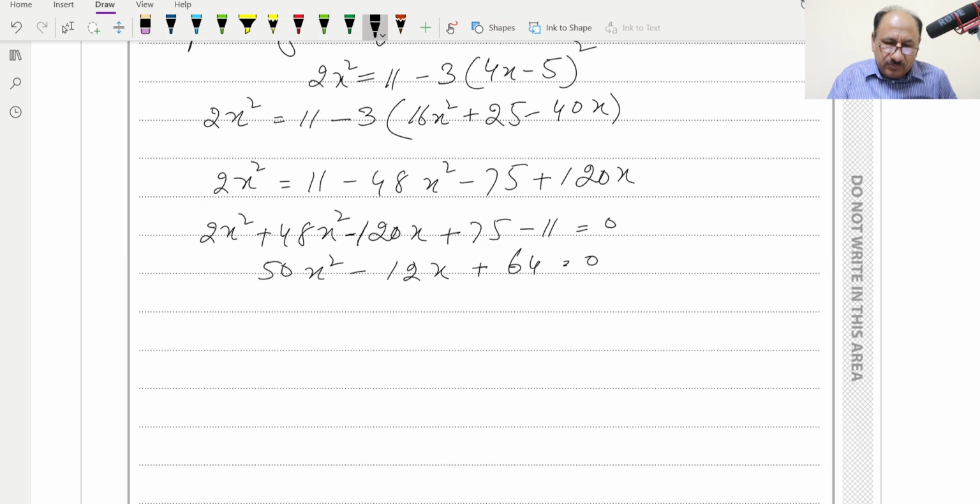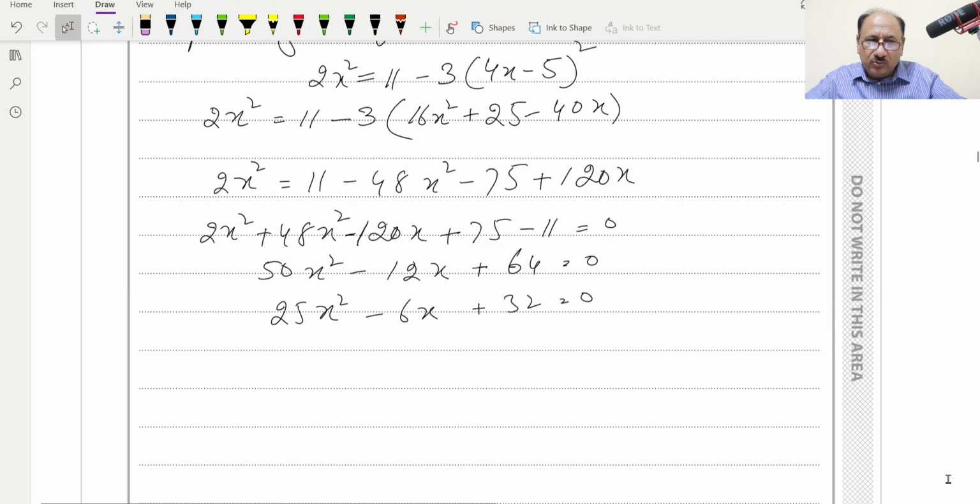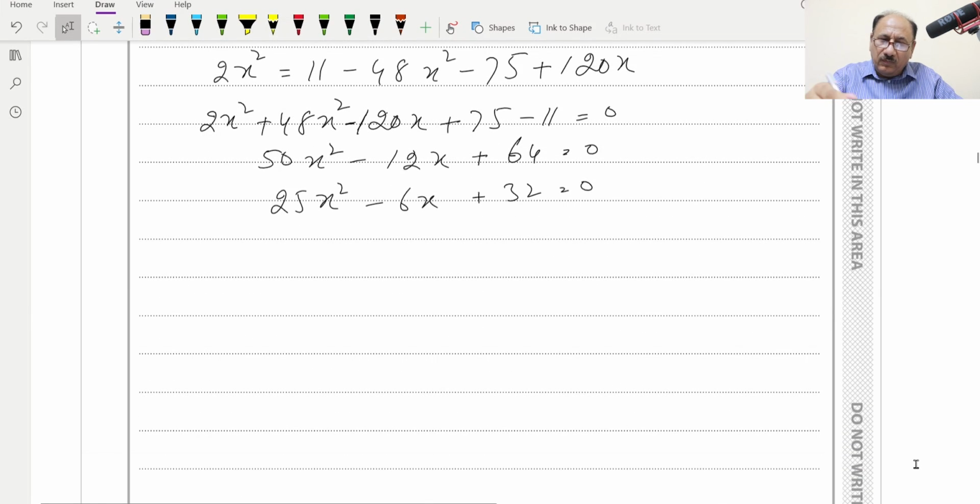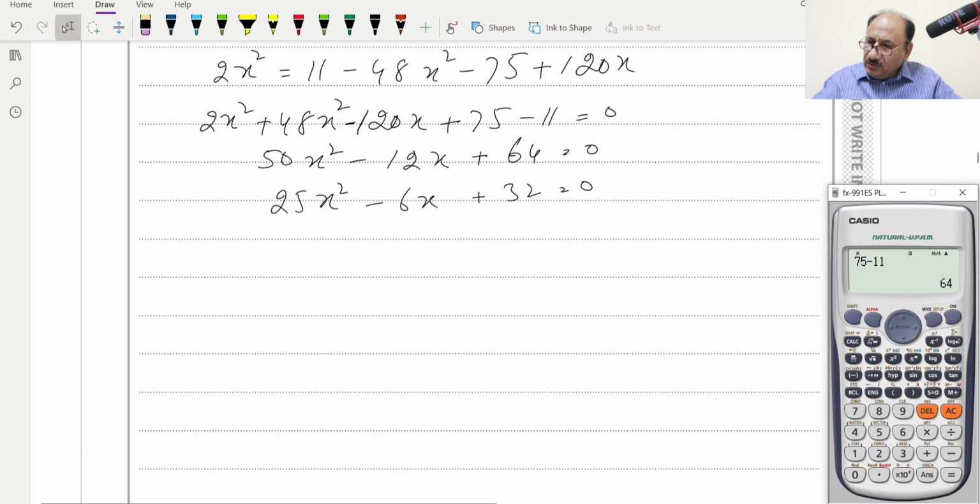We can divide this by 2, so it will be 25x squared minus 6x plus 32 is equal to 0. This will be our quadratic equation which we can solve by mode 5(3).